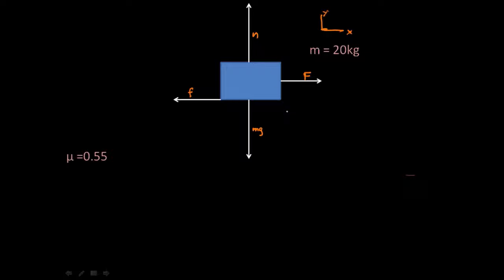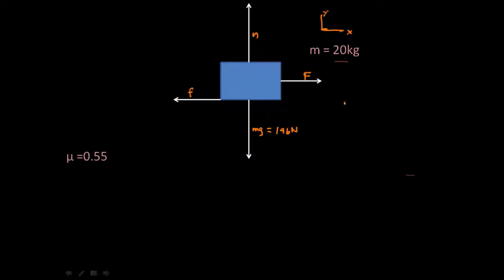Okay? Now, can we compute any of these? Well, we know the mass. mg is self-defining on how to compute it. It's going to be 20 times 9.8, which is 196 newtons. And then what else do we have?